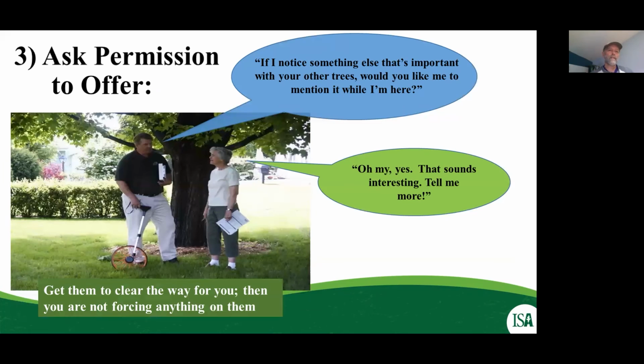So then our third point in our 4 elements is asking permission to offer. And this is hugely important. You're basically getting permission from them, clearing the way for you, because then you're not forcing anything on them. It would look something like this: you get called out to talk to a client and you can easily introduce this, hey, I'm a trained, experienced arborist. If I notice something else that's important with your other trees, would you want me to mention it while I'm here?